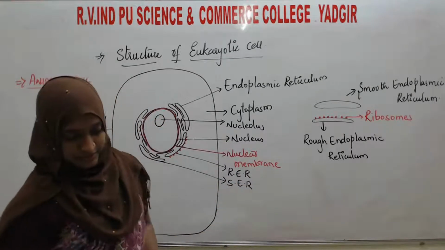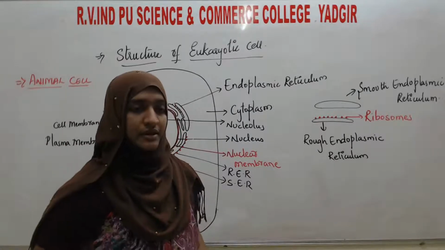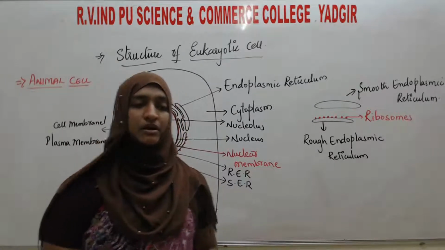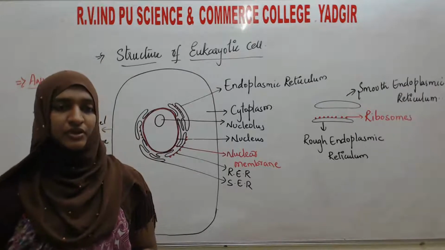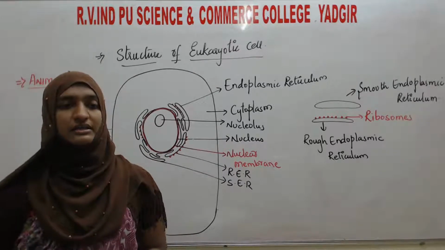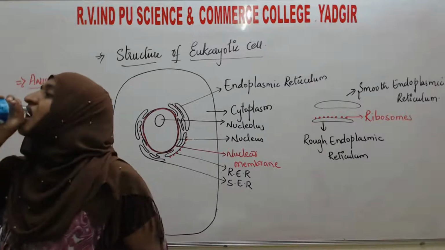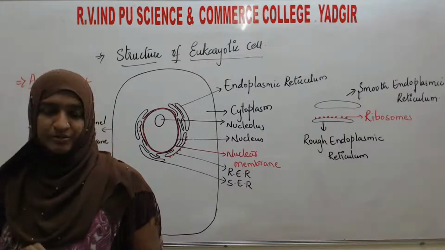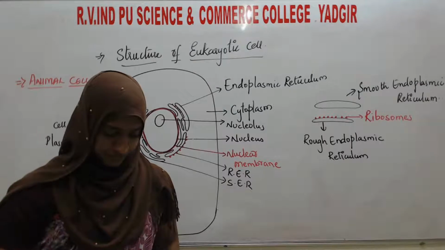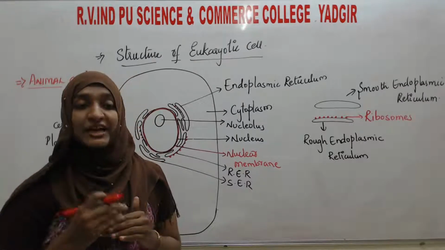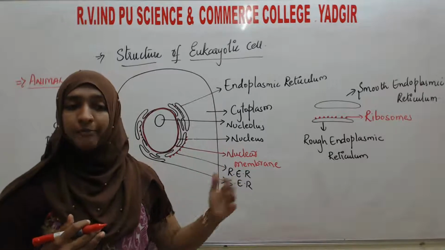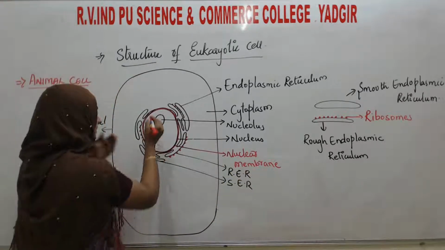Okay, except these, there is a presence of certain cisternae or tubular structures which are arranged parallelly. What is that cell organelle known as? Let's see. What is that cell organelle known as, which is stacked parallelly just above the nucleus? See here.